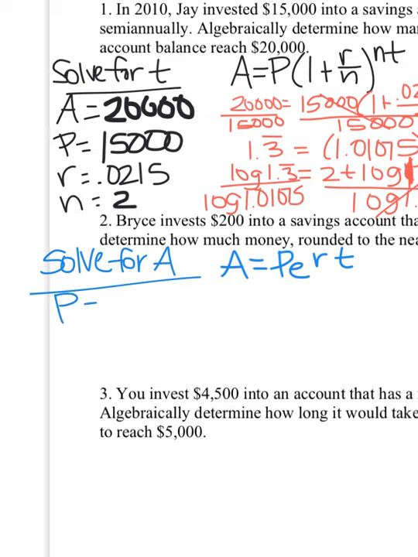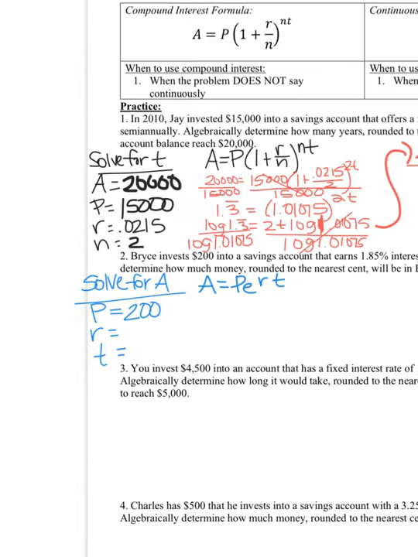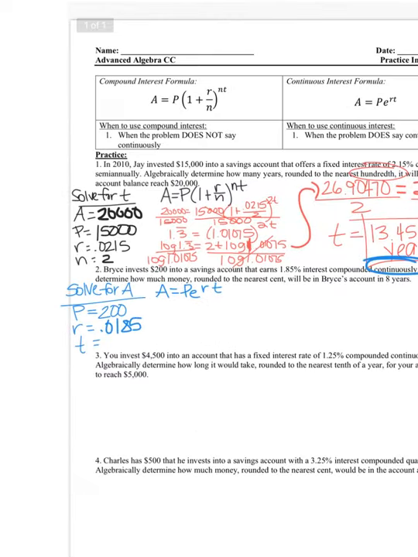So we have to plug something in for P, something in for R, something in for T. So P is how much you started with, which in this case he invested $200. R is the rate with the decimal moved twice. So 1.85 becomes 0.0185. And T, we want how much money will be in the account in 8 years. So T is going to be 8. So you plug all this in.